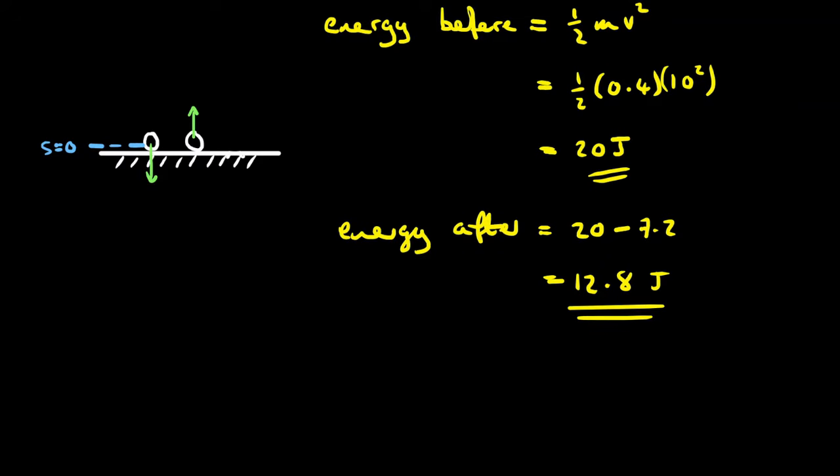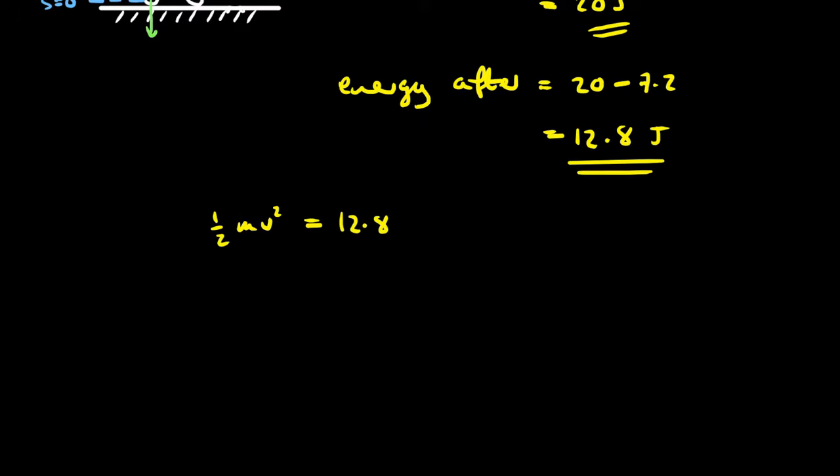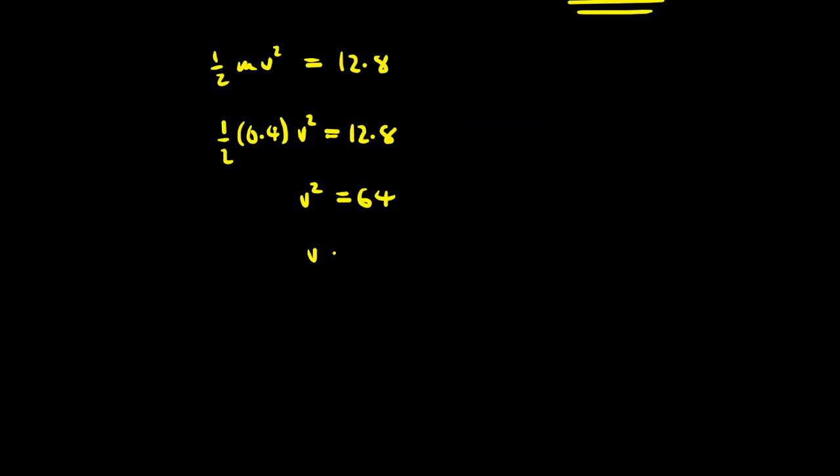So we can take the formula for kinetic energy, a half mv squared is equal to 12.8. We can find out our new velocity. So let's do that. A half times by 0.4 times by v squared equal to 12.8. So we've got 0.2 times by v squared is equal to 12.8. So we do 12.8 divided by 0.2, which gives us 64. So v squared is equal to 64, which means that v is equal to 8. Well, plus or minus 8, but 8 going up is what we know. So it's 8 meters per second going up.